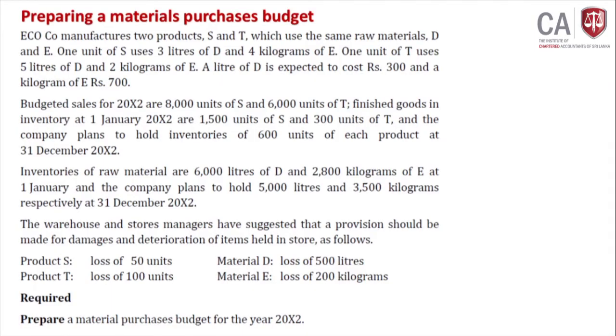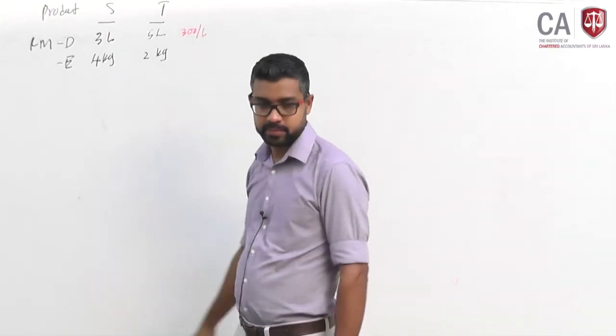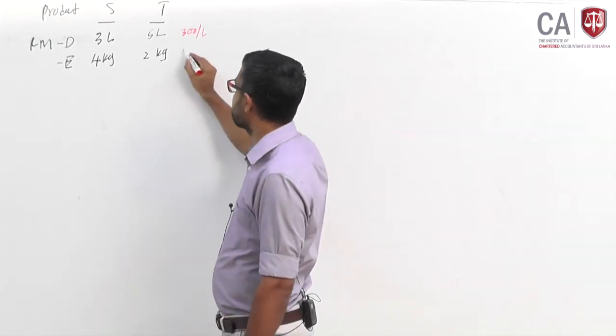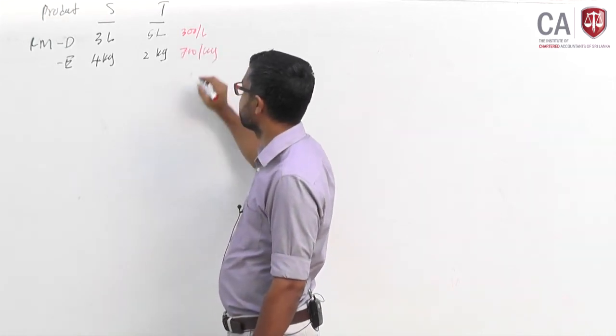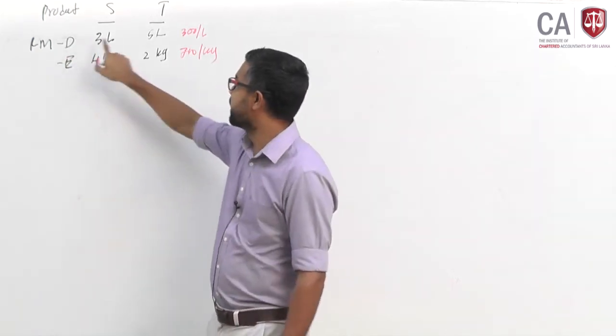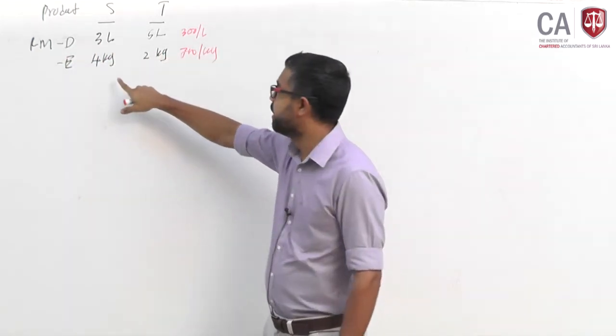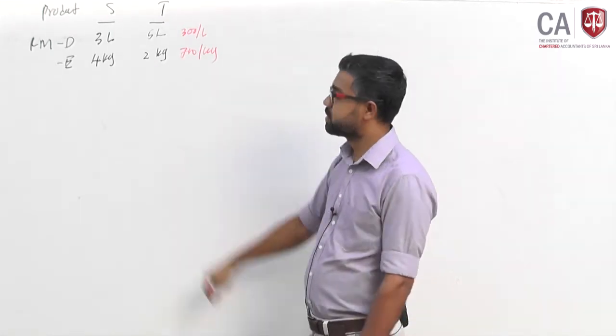A liter of D is expected to cost rupees 300 and a kilogram of E rupees 700. What is the cost of D? 300 per liter and 700 per kg. The price of D is 300 per liter, E is 700 per kilogram.